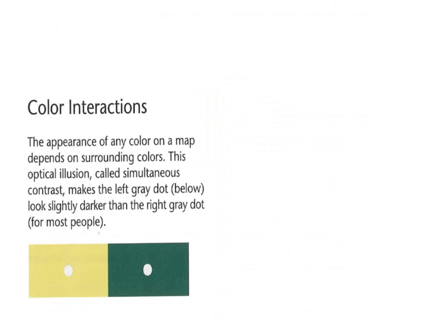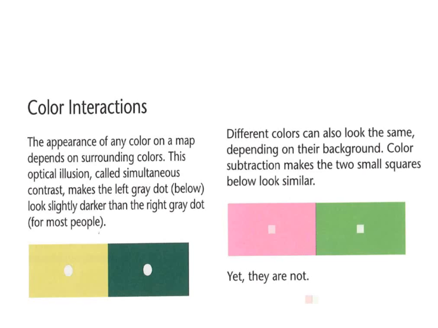And different colors will interact with each other. The appearance of any color on a map depends on what the surrounding colors are also doing. This is getting to some upper level vision theory, but if we look at these two panels here with the yellow and the green, the dot inside might look a little bit different to most people in one panel than the other, but it's actually the same exact color. It has to do with the surrounding color and what that is doing to it.